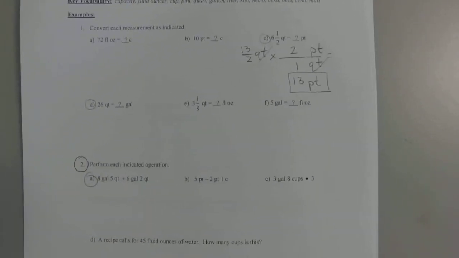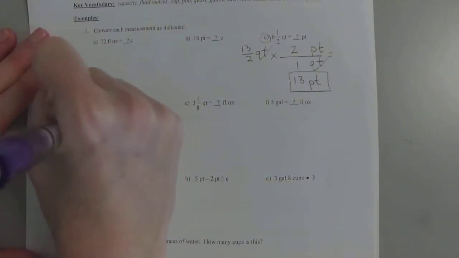All right. I also want to do D. If you have a quart of milk, like if we have 26 quarts of milk, but we want to kind of downsize and put them into gallons, how many gallons would that be? Well, think quarters. How many quarters are in $1? 4. So how many quarts are in a gallon?